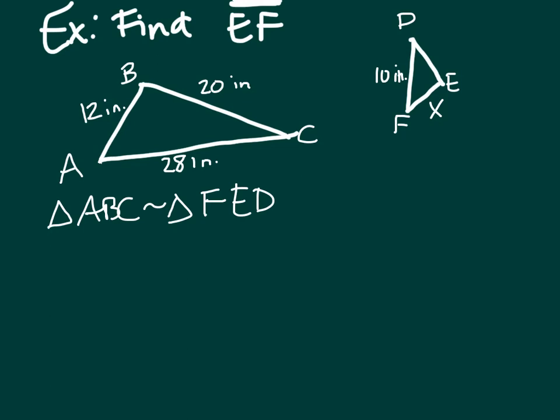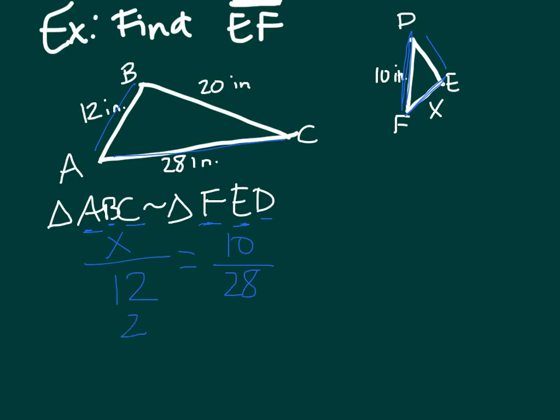Okay, so let's look at this figure. It says find EF. That's the one that's x, so I'm going to put x over something. Which one corresponds with EF? I like to use these names here. EF corresponds with BA, so it's over 12. Then I go back to the triangle that has EF. I don't know what ED is, so I'm going to use DF, which is 10. DF must correspond with CA, so it must go over 28.